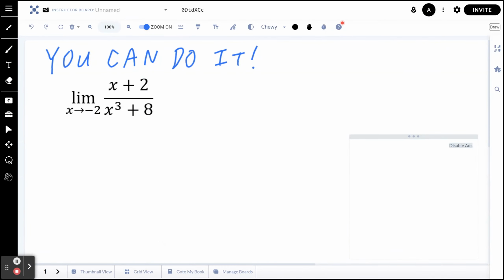Hi everyone. Let's take a look at the following limit. Find the limit of (x + 2) divided by (x^3 + 8) as x is approaching negative 2.